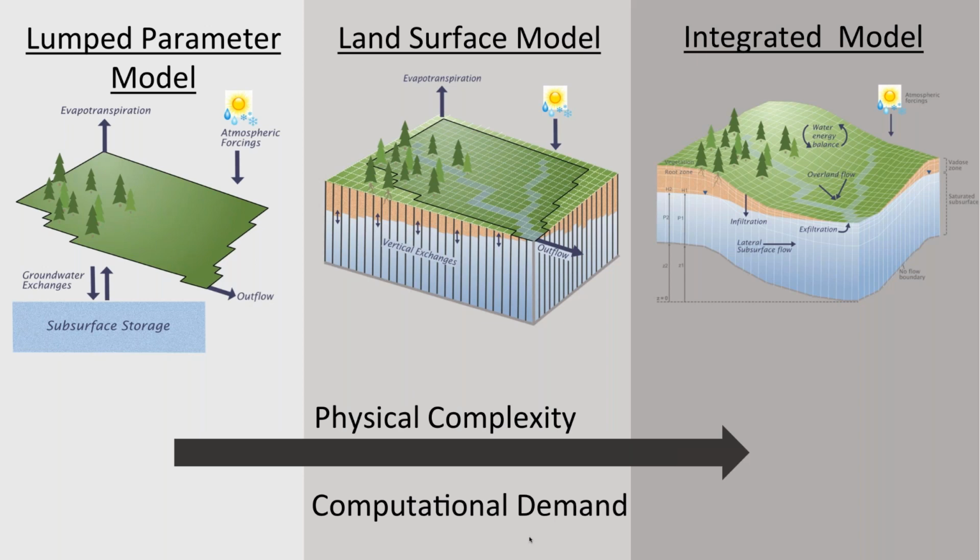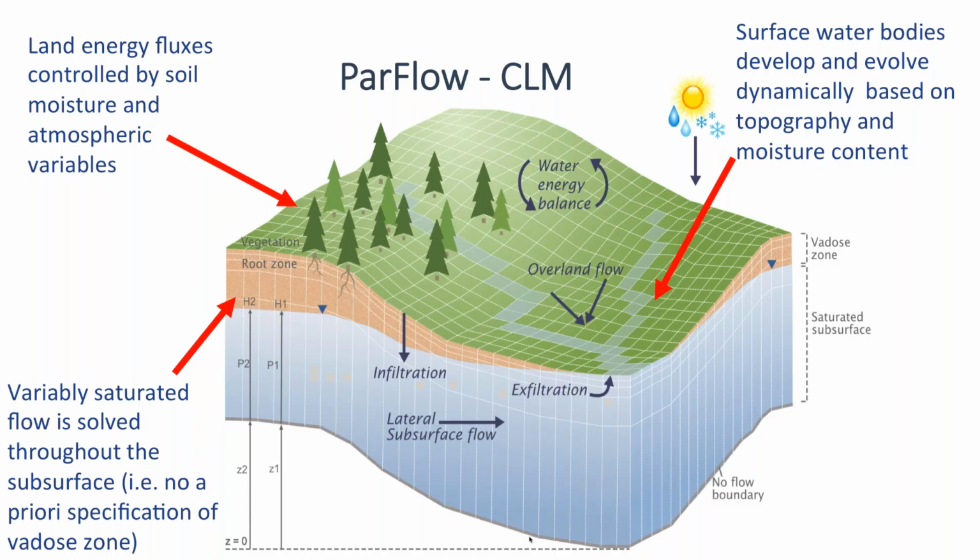Of course, though, if you'll note, the bottom of that arrow has computational demand increasing. So you pay a price for solving 3D variably saturated flow, and so we have to be really thoughtful about why we're doing it and how we're using this to answer questions, and really pay a lot of attention to computational efficiency with these types of approaches.